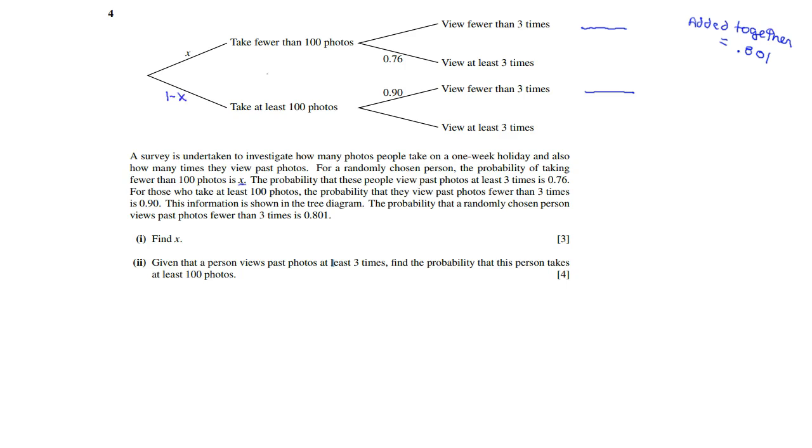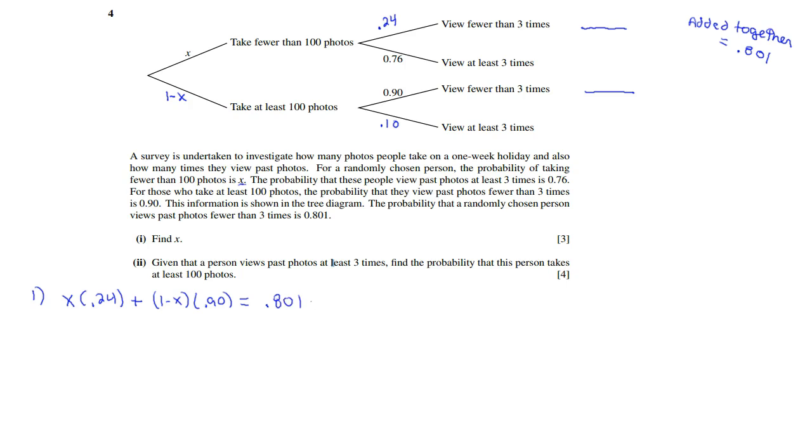Well, we know that the 1 is x, so the other probability would be 1 minus x. And we know that if that's 0.76, this is 0.24. I can figure out these probabilities now. And then when I go backwards, well, imagine you're actually doing it. It will be x times 0.24 plus 1 minus x times 0.9. And when they add those together, I should get 0.801.